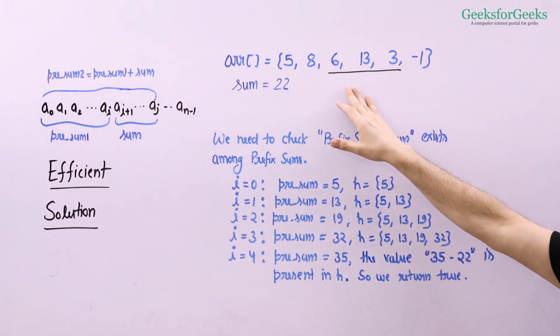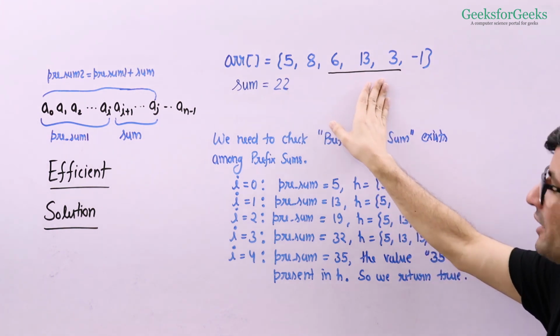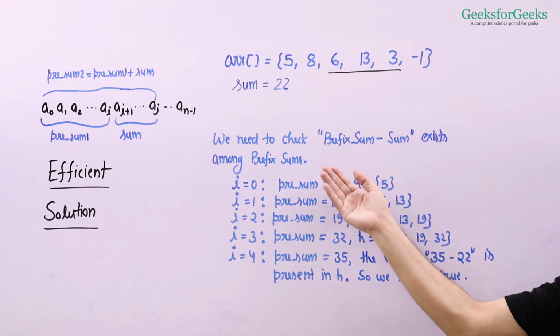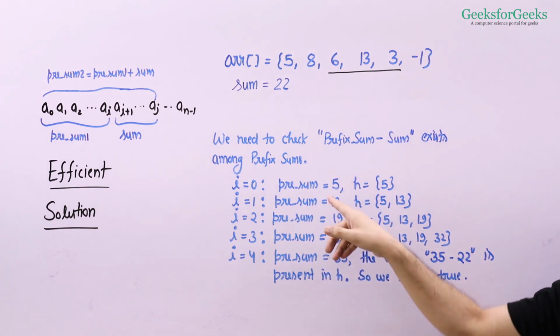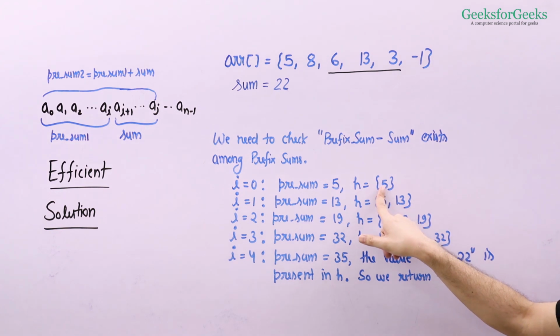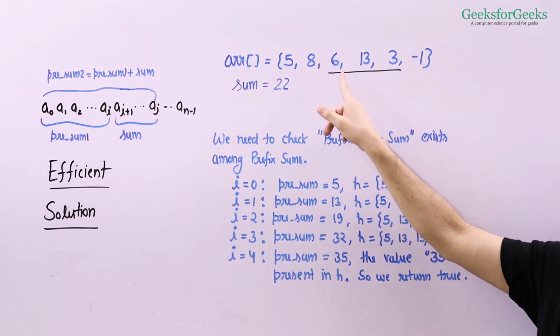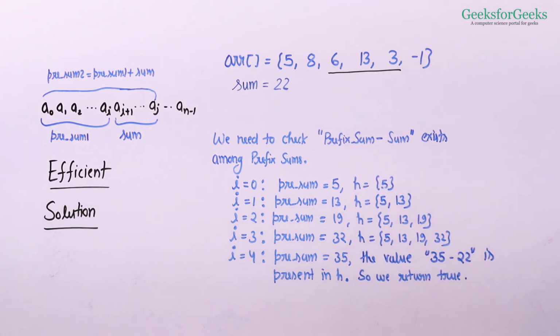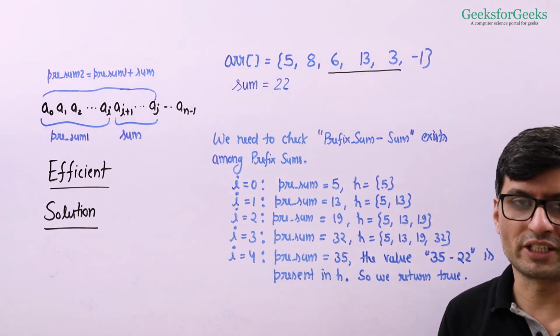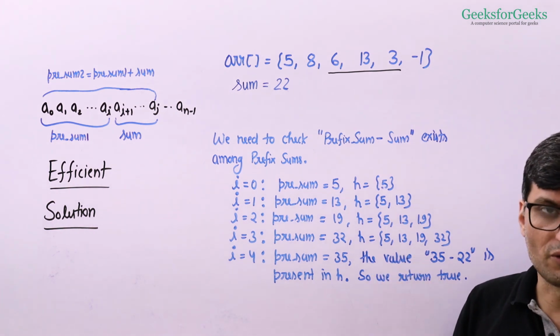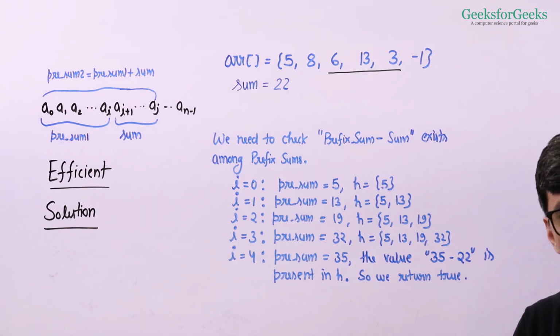Let's understand better with this example. Let's say we have this array and we have the sum as 22. So we are going to compute the prefix sums one by one. So first prefix sum is 5, we store it in the hash table. Then we have 5 plus 8, 13, we store it in the hash table. 13 plus 6, 19, store in the hash table. See, before we store in the hash table, we search for prefix sum minus sum in the hash table. If it is there, then we return true immediately.